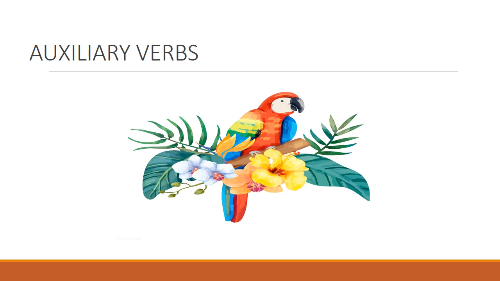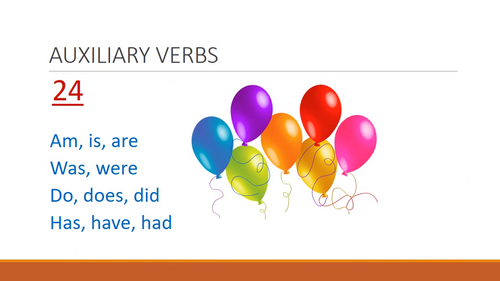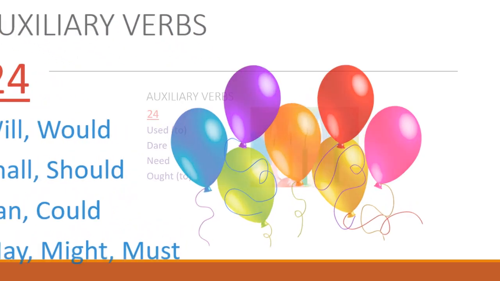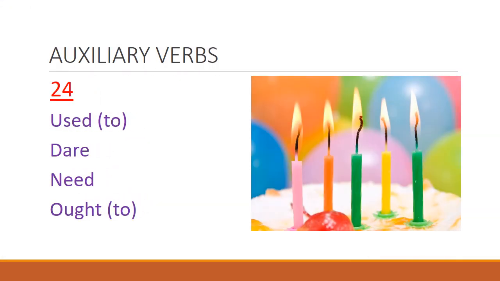Today's topic for discussion is auxiliary verbs. There are 24 auxiliary verbs in English. They are am, is, are, was, were, do, does, did, has, have, had, would, shall, should, can, could, may, might, must, dare, need, and ought to. These are the 24 auxiliary verbs in English.